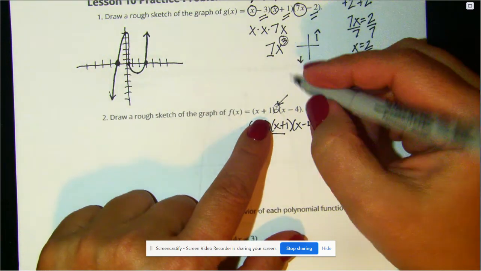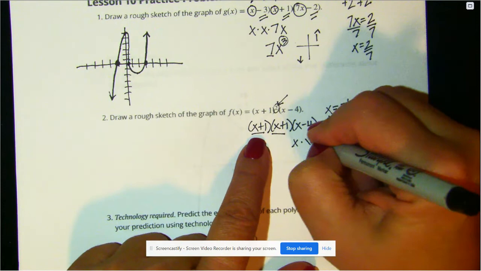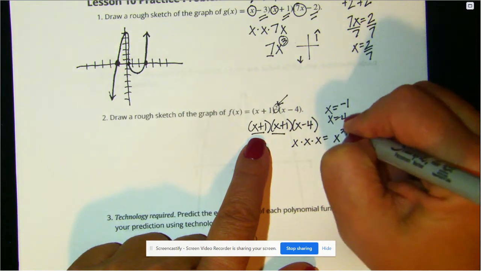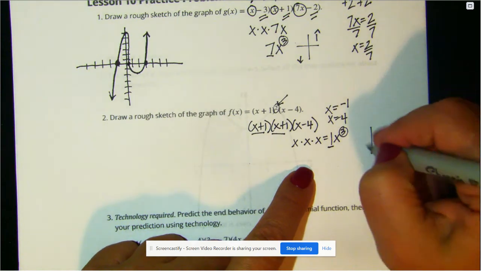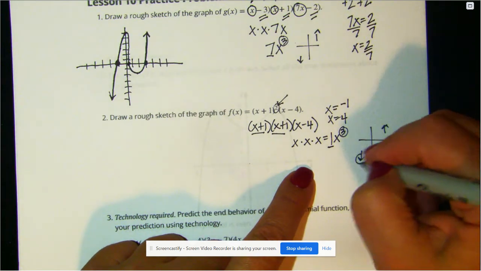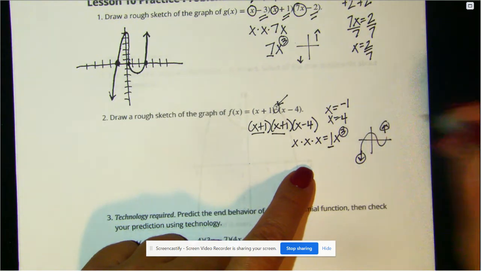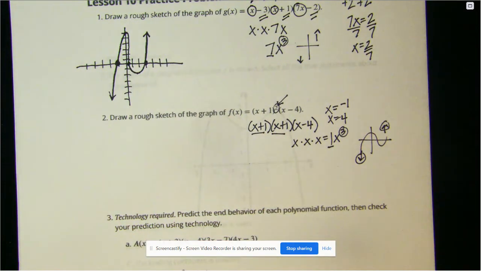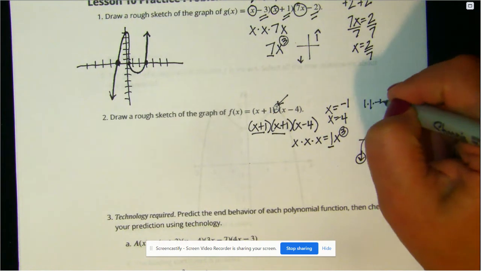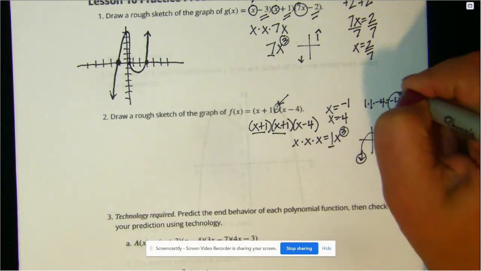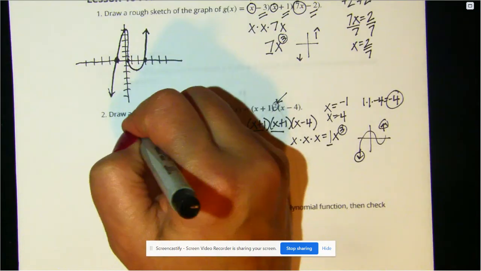And for end behavior, this is x times x times x, x to the third. So it's odd with a positive. So again, it's up over here, down over here, doing something in between. And then my constant is 1 times 1 times -4. So my y-intercept is -4. Let's put this all together.